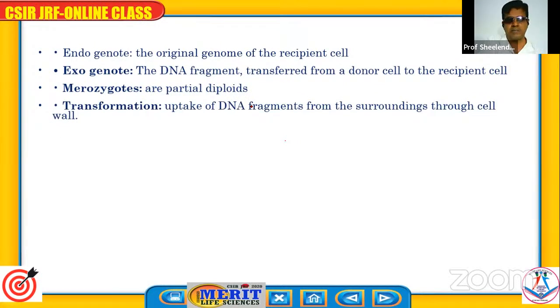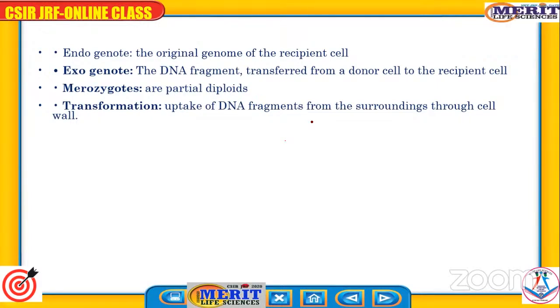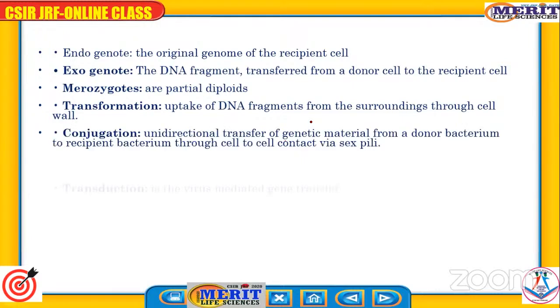What is transformation? Uptake of DNA fragments from the surroundings. This is called transformation, right? And another term is conjugation. Conjugation is the unidirectional transfer of genetic material from a donor to a recipient bacterium through cell-to-cell contact.